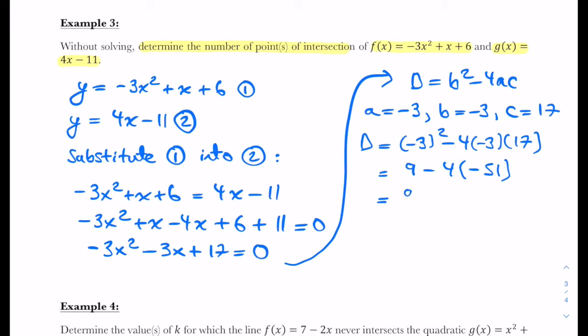All right, and now 9 take away 4 times -51. Well, 4 times -51 is -204. And now that's 9 take away -204. That turns into 9 plus 204. Which simplifies to a final answer of positive 213. We don't really care what the number is, we just care that it's positive. So therefore, that means that there's going to be 2 points of intersection.